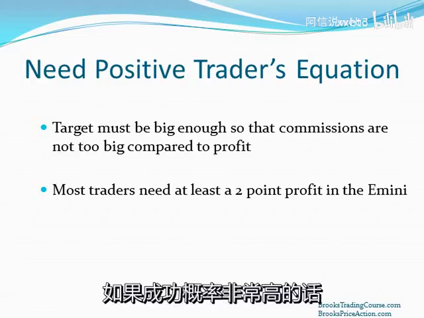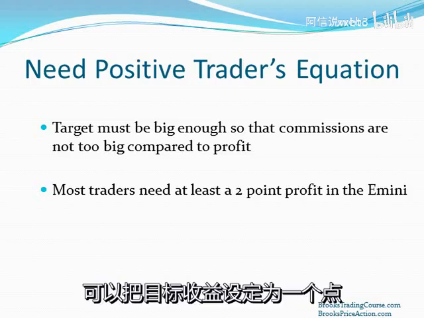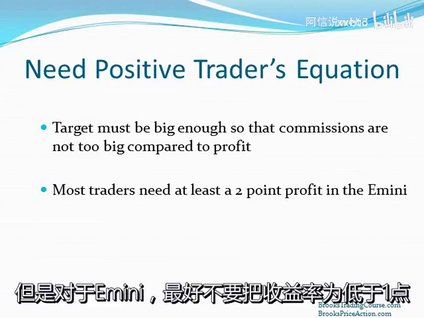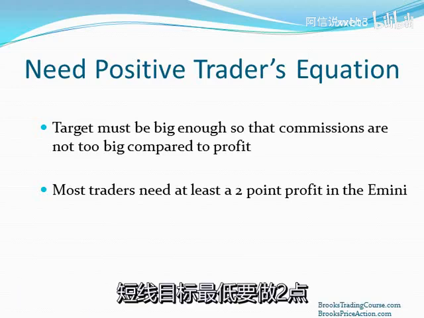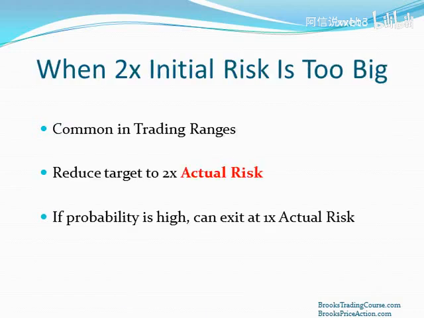You can make money on a 1-point profit target if the probability is high enough. Most traders should not be going for 1-point scalps in the E-mini. They should be going for 2-point scalps at a minimum.